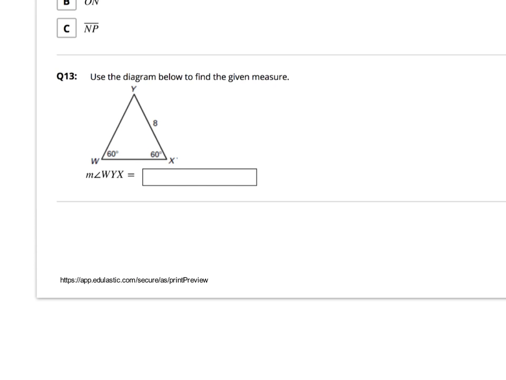Question number 13, we want to figure out what's the measurement of WYX? WYX, that's this angle right here. Okay, notice that they already give you 2 angles, 60. So remember, everything comes off of 180 degrees. And subtract from there to figure out what's left for angle Y up here.